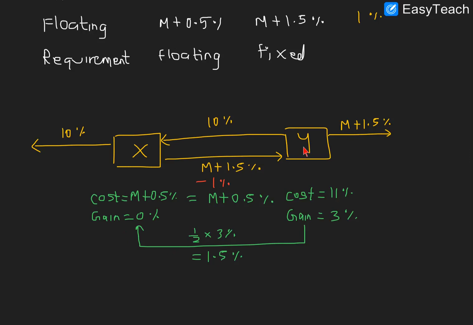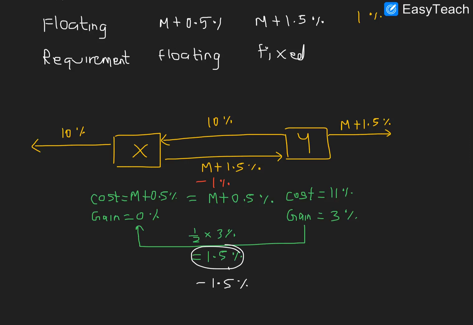So if Y pays 1.5% back to X, so in short, instead of paying just 10%, if Y pays additional 1.5%, so basically I can say this will further get reduced by this 1.5%.